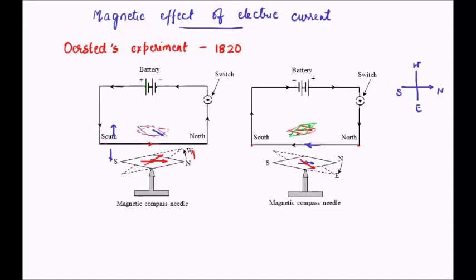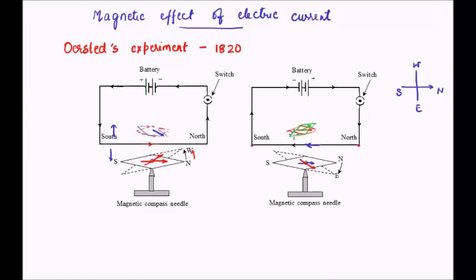Therefore, what we can conclude is that depending on the direction of motion of current and where the magnetic needle is placed, the deflection can be either towards the west or towards the east. It will basically depend on which direction the current is flowing and with respect to that where the magnetic needle is placed.